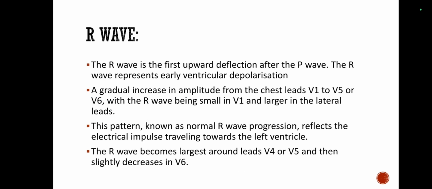So the next one is the R wave. The R wave is the first upward deflection after the P wave. The R wave represents early ventricular depolarization, which is the contraction of the ventricular muscles.